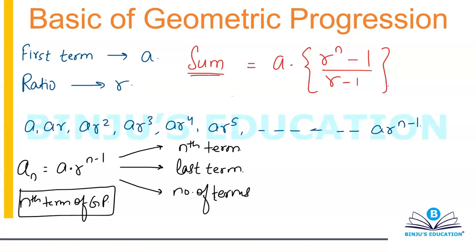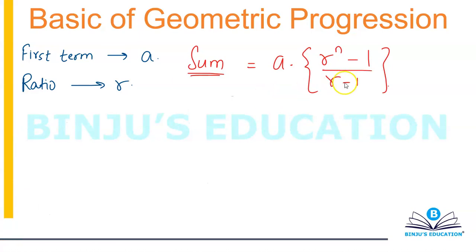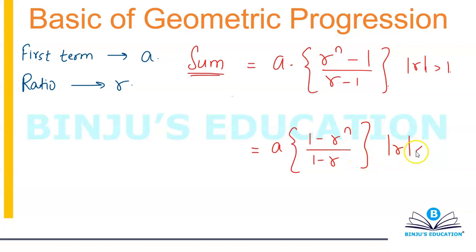Now in most of the books, you'll find that this formula is applicable when mod of R is greater than 1. If mod of R is less than 1, then the formula for sum becomes A into 1 minus R to the power n divided by 1 minus R. However, just remember one of them, that's more than sufficient.